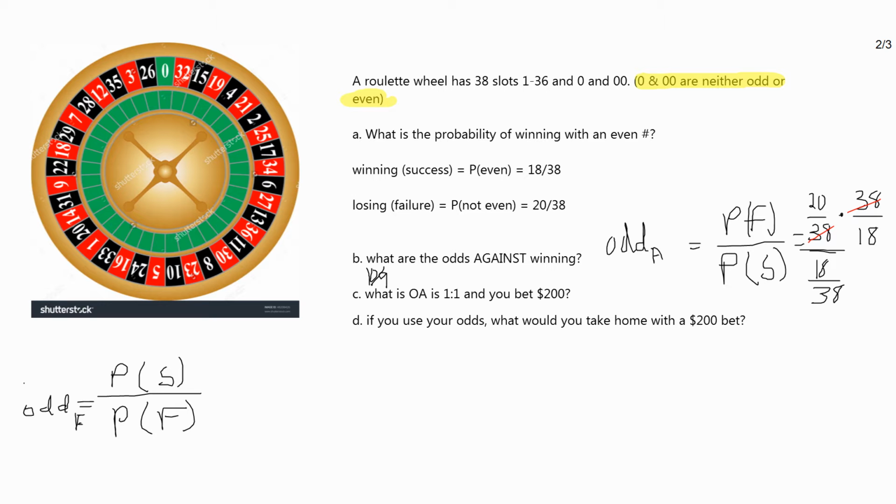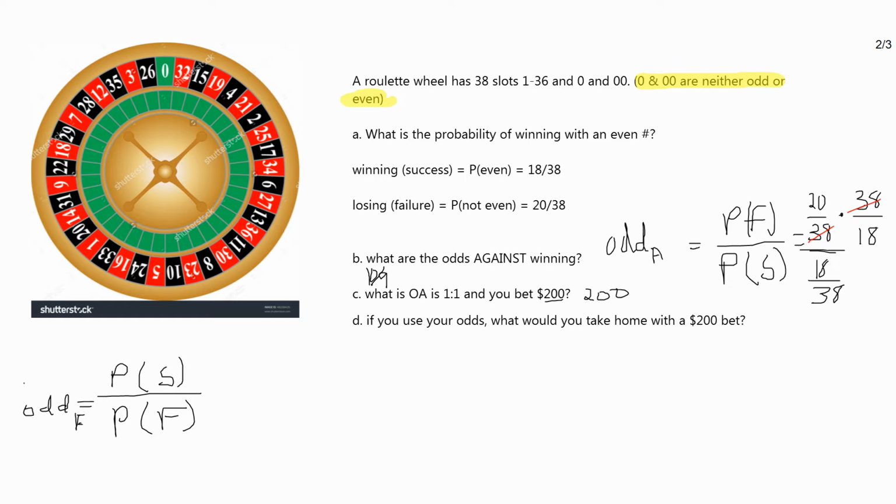Okay, this question right here is stupid. If you have 1-to-1 odds against and you bet $200, then what are you going to get back? $200 if you win. So you break even. So the answer to C will always be this number. So it's a stupid question. Okay?